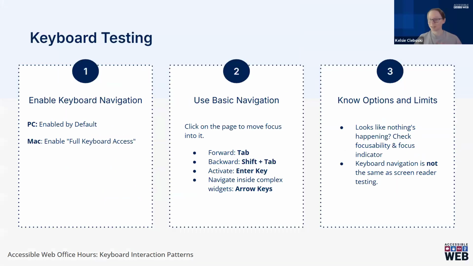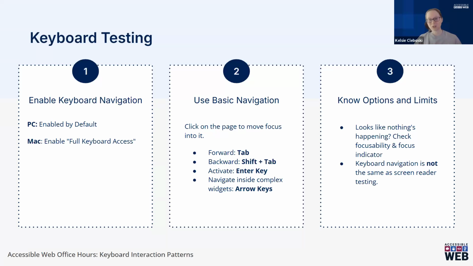We recommend doing keyboard testing to confirm that the keyboard navigation is working as intended. So some tips for doing some keyboard testing. First is to make sure you've enabled keyboard navigation. If you're on a PC, it's enabled by default. If you're on a Mac, then you may need to change a setting to enable full keyboard access. I did not include a bullet point about mobile, but for mobile, you can attach an external keyboard, like a Bluetooth keyboard often works really well, so you can do this testing on mobile platforms as well.